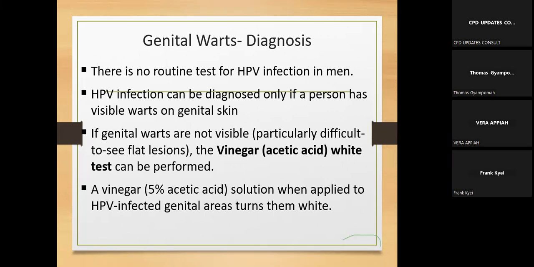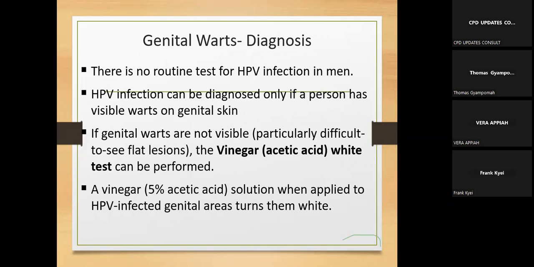So if genital warts are not visible or are particularly difficult to see lesions, then use the acetic acid and for that matter, vinegar white. What does it mean? What it means is that if you use the vinegar or 5% acetic acid to apply to the wart area, it turns white. It becomes white. Very simple. But remember, we said that warts are flesh looking, like they are part of the skin. Upon application, they certainly become white. So that's why we call it the vinegar white, and for that matter, the acetic acid white test.